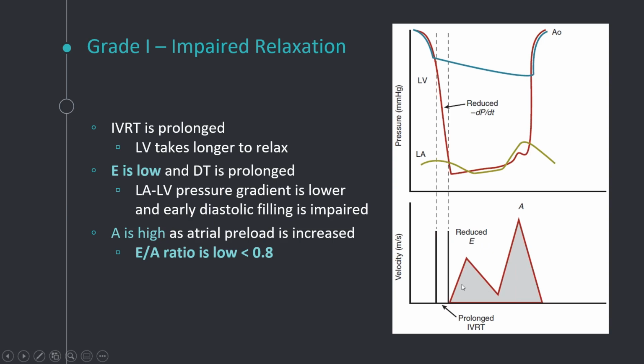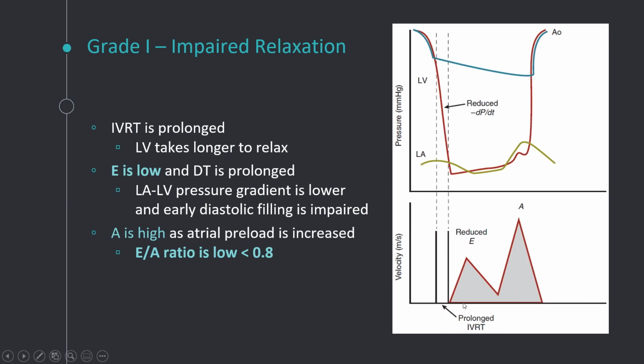To compensate for that, the late diastolic A wave is higher, as you're not able to push as much blood during the early phase. So now you have more preload in the atrium, and your atrial kick pushes more of that blood into the left ventricle at the end of diastole. So you have the reversal of the E wave and the A wave in the impaired relaxation phase of diastolic dysfunction. So you have an E to A ratio that is lower than 0.8. Before it was higher than 0.8, now it's lower.